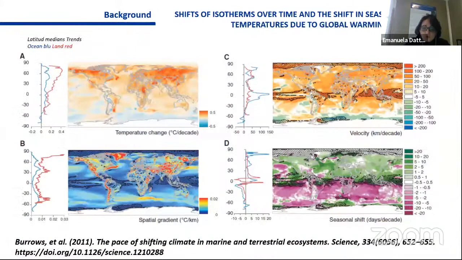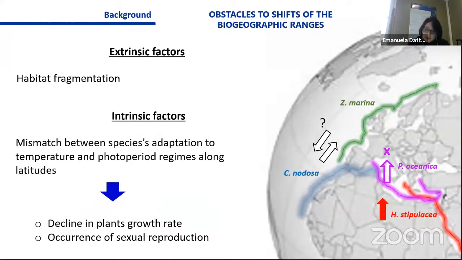So climatic models and several observations indicate that global and regional climate warming are causing a fast geographic shift of the isotherms over time, and also a shift in the seasonal timing of temperature. So these factors are affecting the global distribution of seagrasses, and a mechanism by which organisms, and also plants, try to escape global warming is a shift in their biogeographic range, moving the distributional area to northern sites.